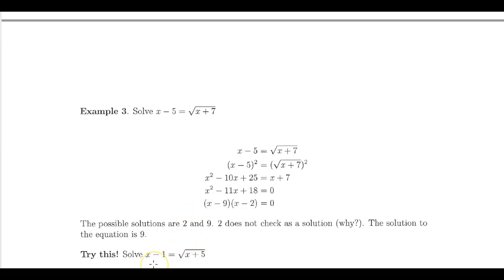So try this equation, pause the video, and then come back and check your work.